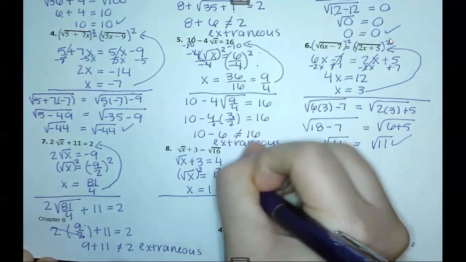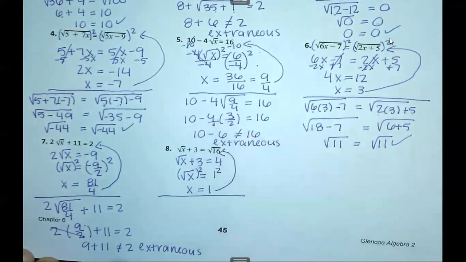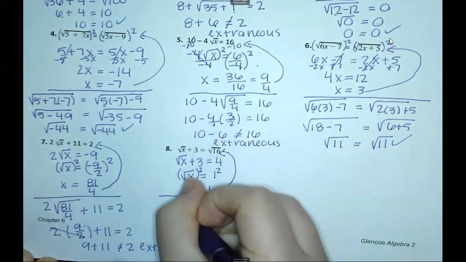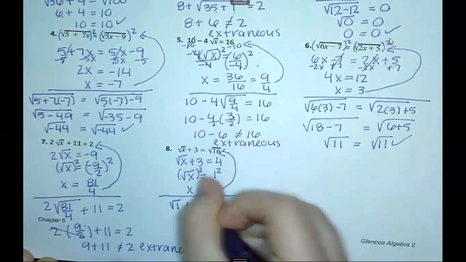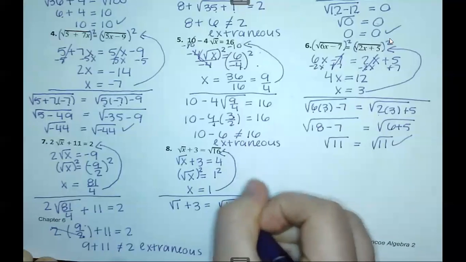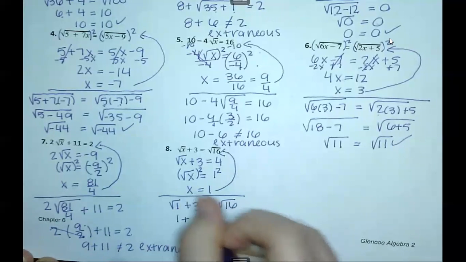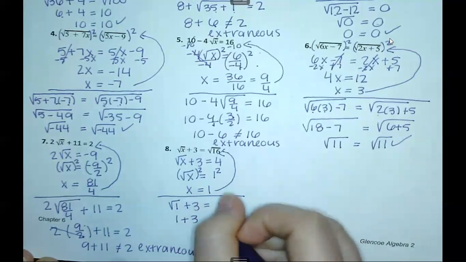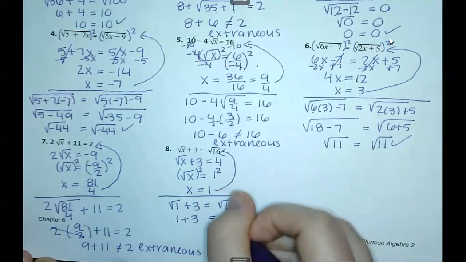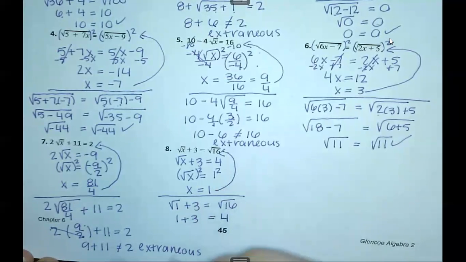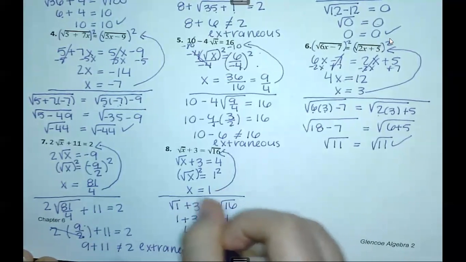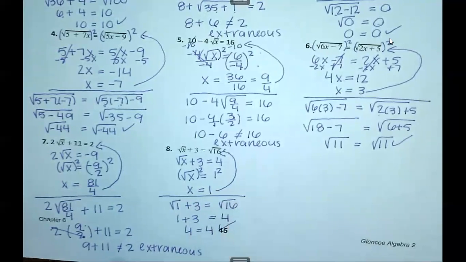Now I just need to plug it in and check. So I would have the square root of 1 plus 3 equals the square root of 16. Well, the square root of 1 is 1, plus 3 equals the square root of 16, which we already said was 4. 1 plus 3 is 4, and 4 does equal 4.